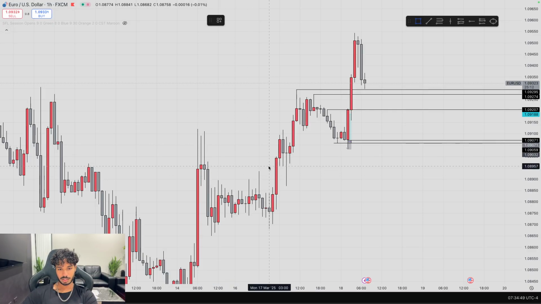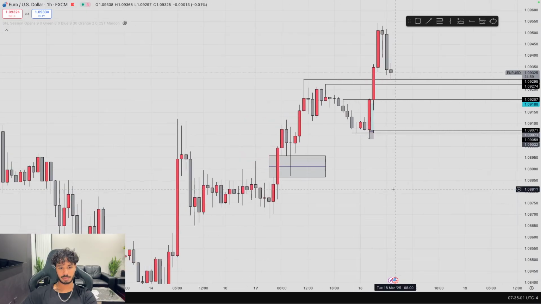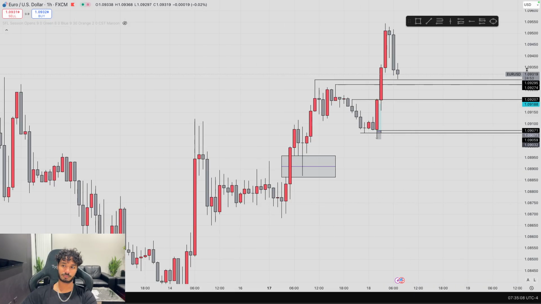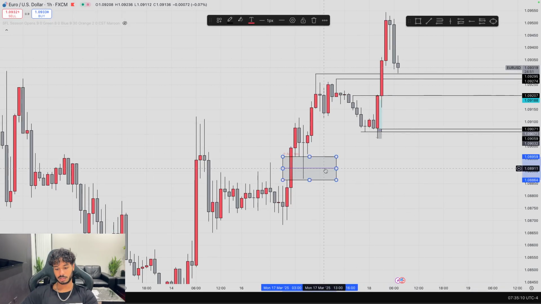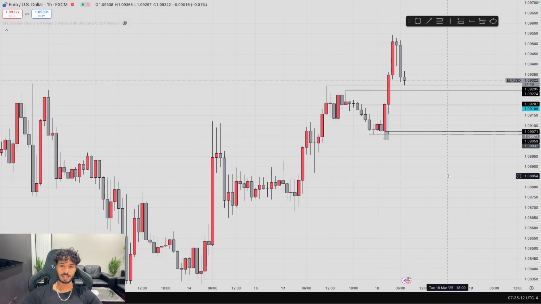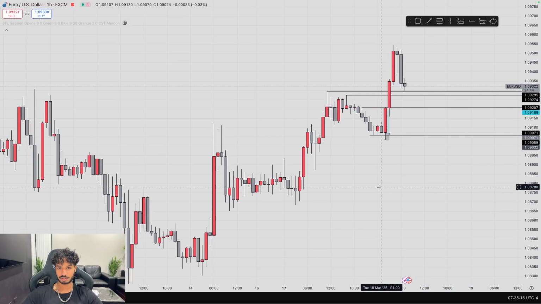So here there was this imbalance, you see, that was respected. This determines that bullish order flow is being respected and price is moving up. So you got price come down into this imbalance, respect it to go up, break above this high. That tells us that we are bullish. Anyways, that's a brief description of how I find my daily bias.